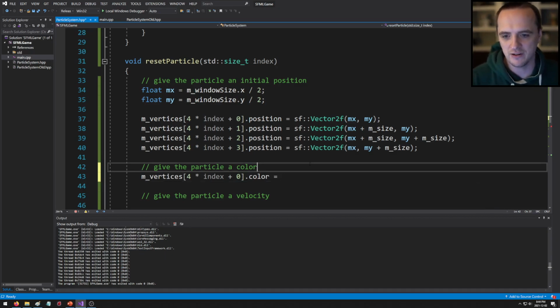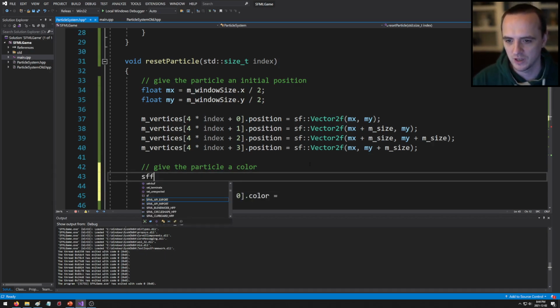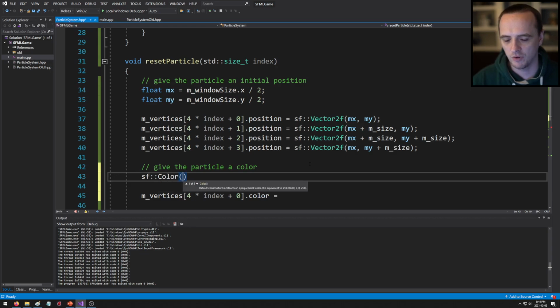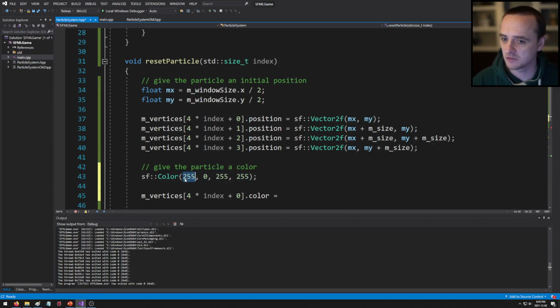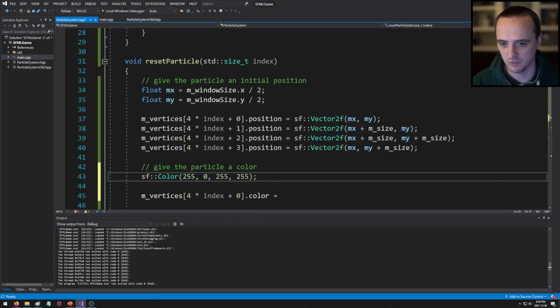So how would I create a random color between white and purple? If we remember, purple is this: we have R, G, B, A, so red, green, blue, and alpha. This is maximum red, maximum blue, that's purple. And we also have maximum alpha, right? So this is pure unfaded purple. Let's try and make a randomized purple somehow.